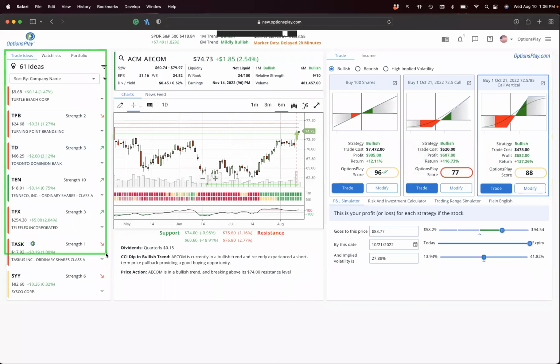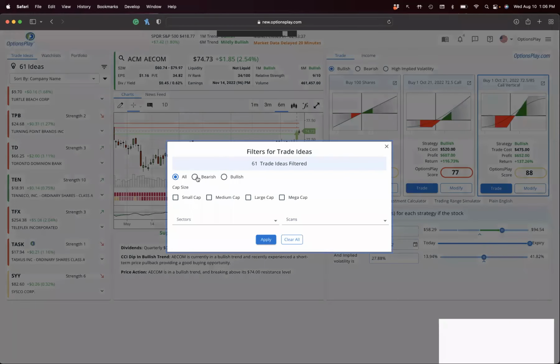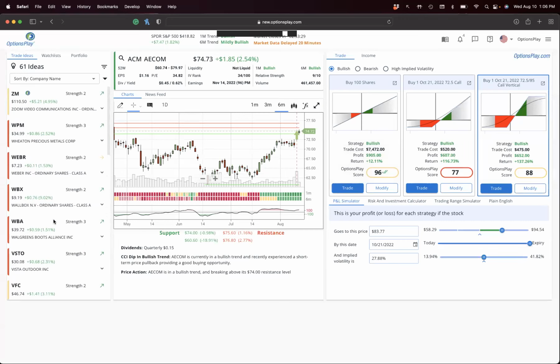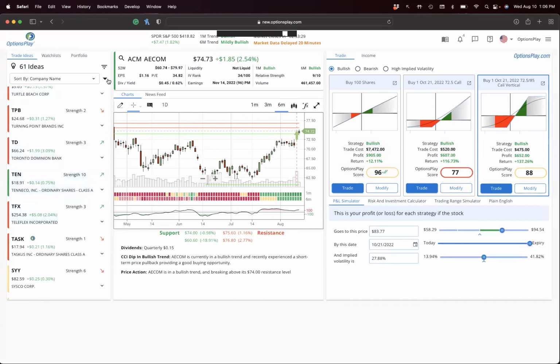So the what panel is pretty straightforward, meaning what symbols should you pay attention to for today? So we have trade ideas, we have watch lists, and we have portfolio. These three sections are somewhat self-explanatory. The trade idea section are technical-based scans that we generate on a daily basis. You can filter these scans based on bullish, bearish, market cap, the sectors, and the scans themselves. This provides you with a starting point of new ideas that you can look at every single day.